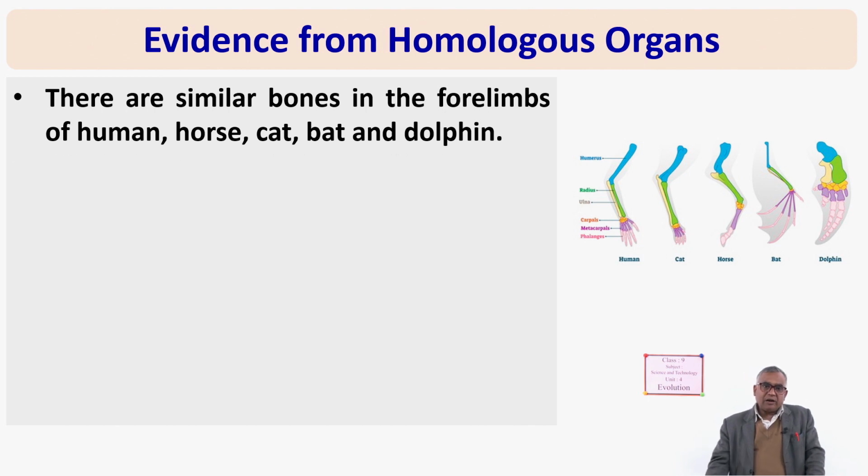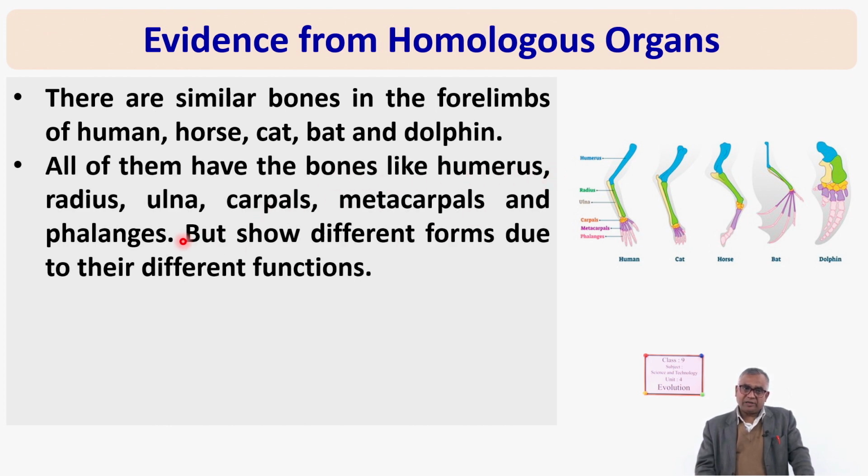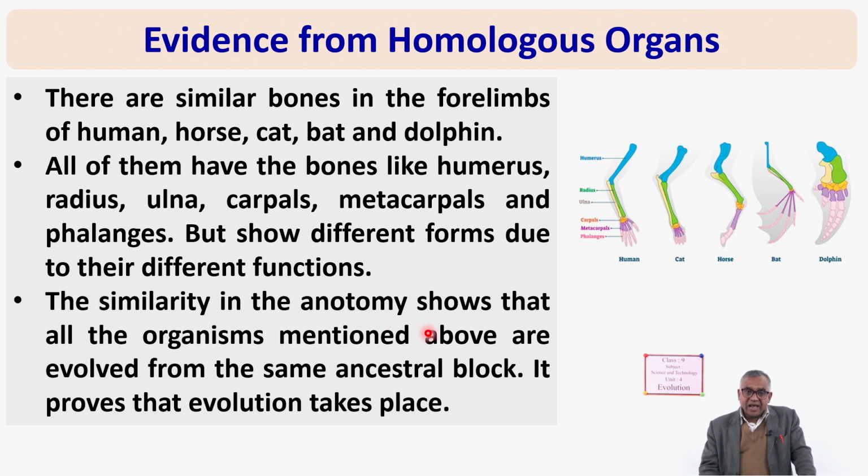There are similar bones in the forelimbs of human, horse, cat, bat, and dolphin, about which I have discussed. They are the humerus, radius, ulna, carpals, metacarpals, and phalanges, but with different forms and external structures due to their different functions. The similarity in the anatomy, because internally they are similar and their origin is similar, means we can say that all the organisms mentioned here evolved from the same ancestral block.